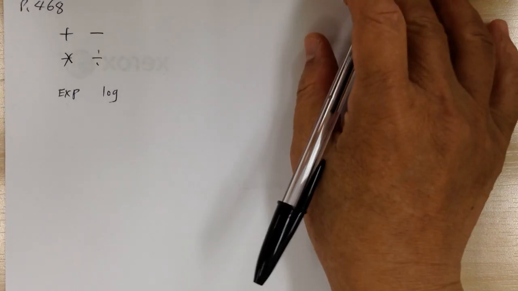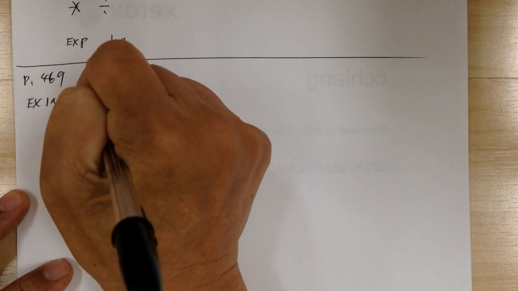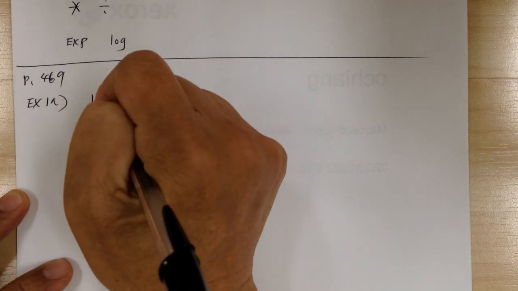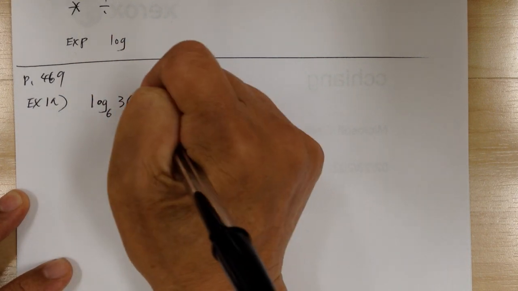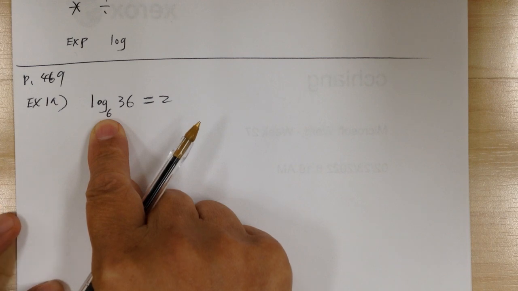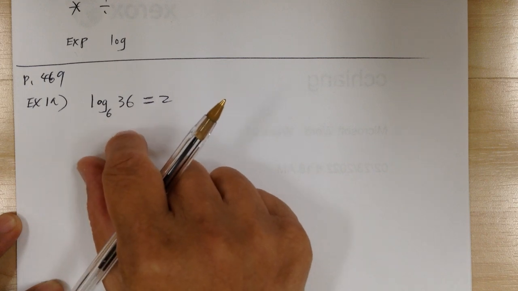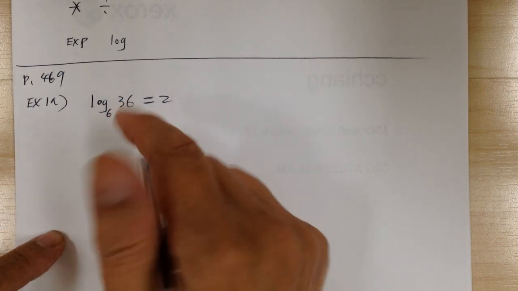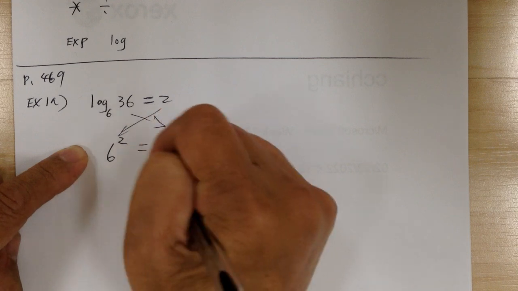So let's just go to example one, and let's go to 1a. Now, when you write a base, you have to write it kind of low. So this is the base. So this is log base 6 of 36 equal to 2. So this is the base, and this is the exponent, and this is the number. The way that log is related to exponent is that when you change the form, the base will stay the same, and these two numbers will switch. So it'll be 6 squared equal to 36.